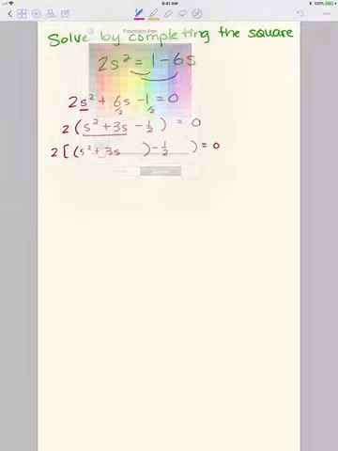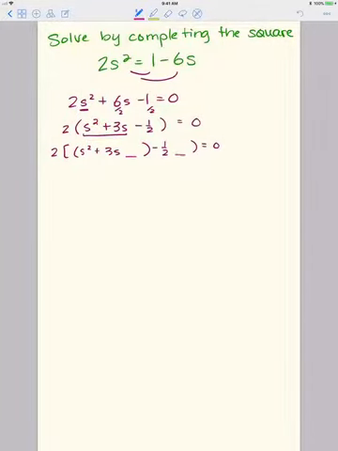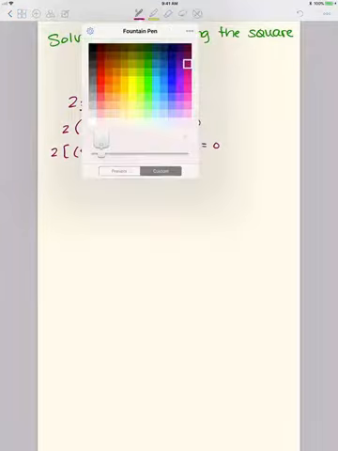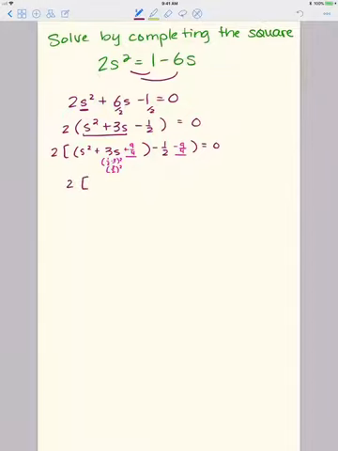Then come up with that number that gets added and subtracted, that you get from doing half of the middle term and then squaring it, so you get 9/4. So we'll add 9/4 inside and subtract 9/4 outside. And then we'll have 2 times the factored quantity of s plus 3/2 squared. And then the negative 1/2 minus 9/4 should become negative 11/4. Right? We make that 4 and that 2. Yeah, negative 11/4.